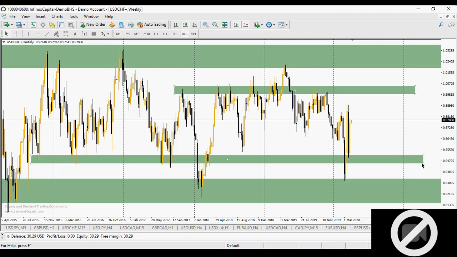Now, most of these areas are at the discretion of the trader. You just have to be true to yourself. How many touches have you seen for you to determine that this is a support area? I can see touches, so I believe it's a strong area of support also. Okay.